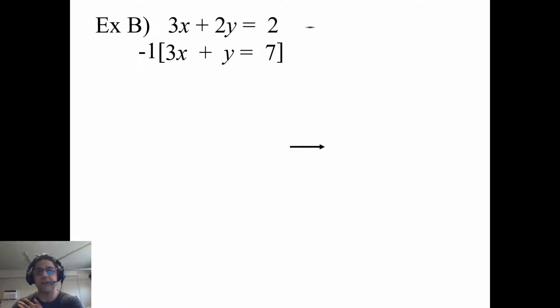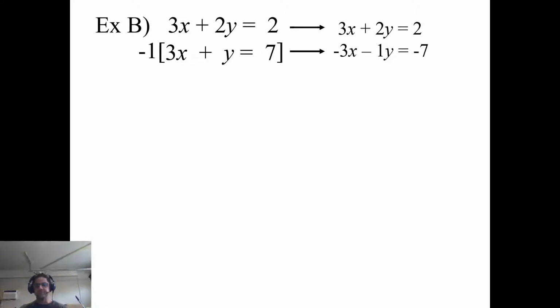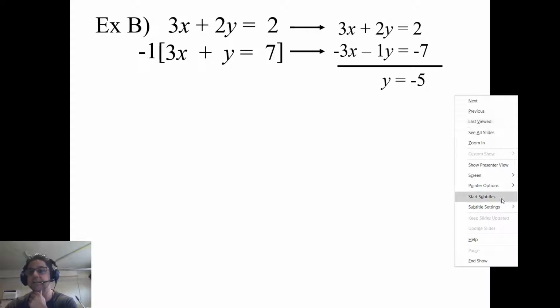So let's go ahead and show some arrows here. I'm going to bring my first equation over to the right, and the second equation, everything multiplies by -1, which means my 3x becomes -3x, my positive 1y becomes -1y, and my positive 7 becomes -7. Now it looks like example A, where my x's are same digit, opposite sign. So I'm going to go ahead and use addition. And if I do that, my addition sign didn't show up, so I'm going to go ahead and write it there for us.